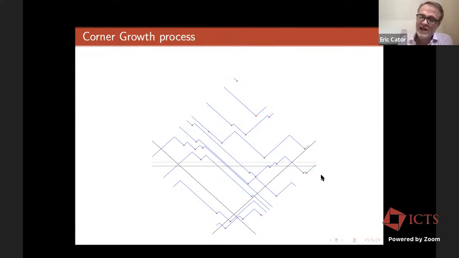So these horizontal lines, the particles on these lines, they also form a process. And just for convenience's sake, I also call that the corner growth process on this line. Now you can show that in this stationary case, and I don't have a reference, I'm not sure if it's written down anywhere, but it is true.